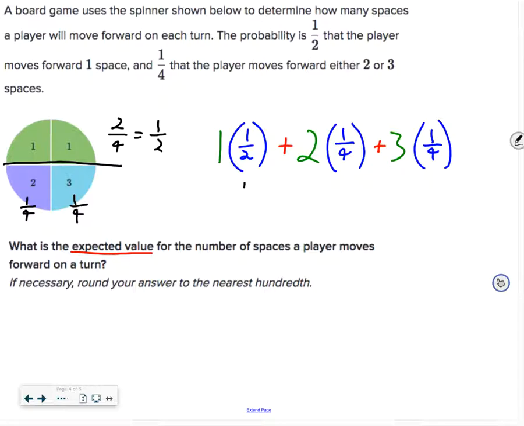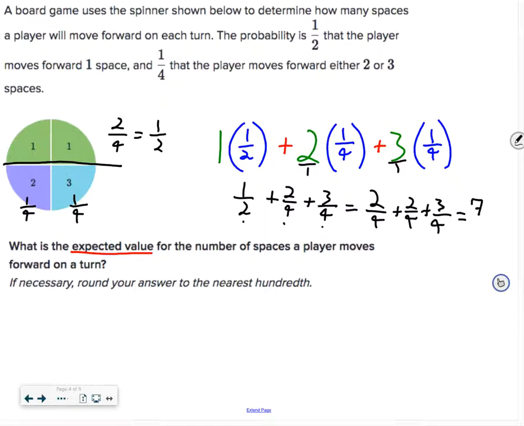So 1 times 1/2, I get 1/2, plus 2 times 1/4, well, that's 2 over 1 times 1 over 4, which is 2/4, plus 3 over 1 times 1 over 4, which is 3/4. Since these two have a denominator of 4, I know that 1/2 can be written as 2 fourths. So 2 fourths plus 2 fourths plus 3 fourths. Now that I have a common denominator, I can add straight across the top. So I get 7 over 4.